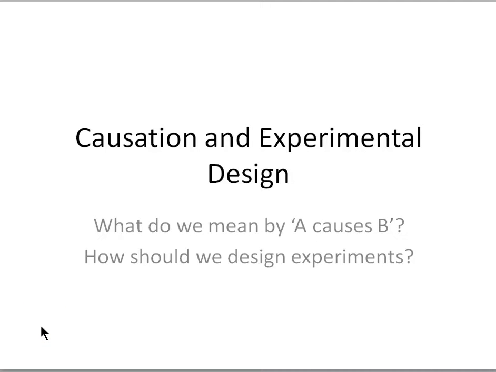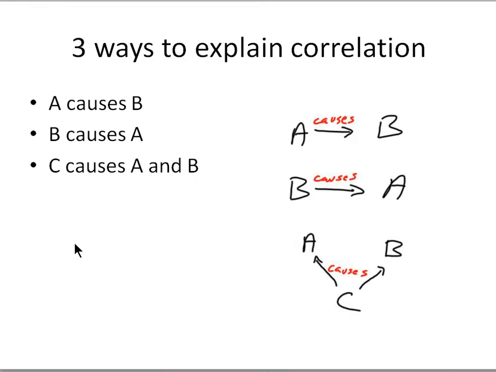In this lesson, we'll learn about the concept of causation and how our understanding of what it means for A to cause B can help us design experiments. Now, we've learned in a previous lesson on correlation that there are three ways to explain a correlation.